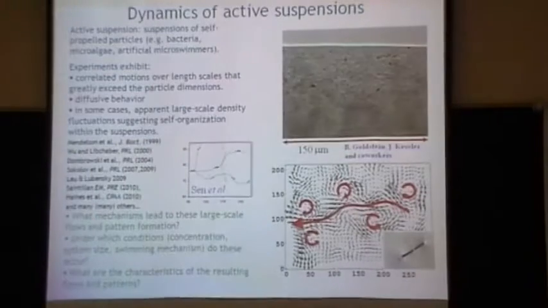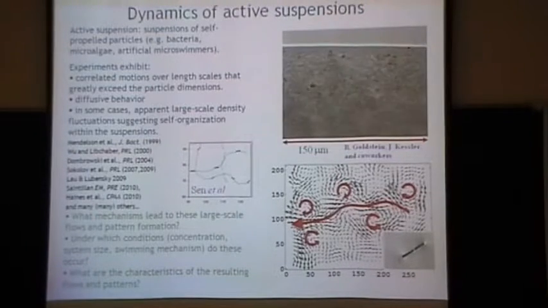The kinds of questions you want to understand: these are systems far out of equilibrium. You're pumping energy into them all the time because they're swimming and metabolizing. But you might ask, are there conditions under which you will move from a less structured state into something like this, for example with volume concentration or with system size? How might the dynamics depend on the way in which the bacteria are actuated?